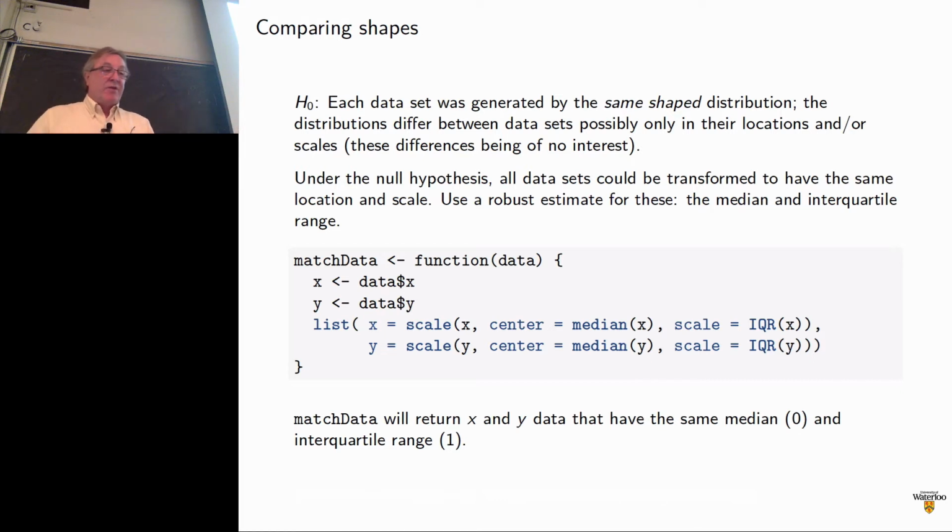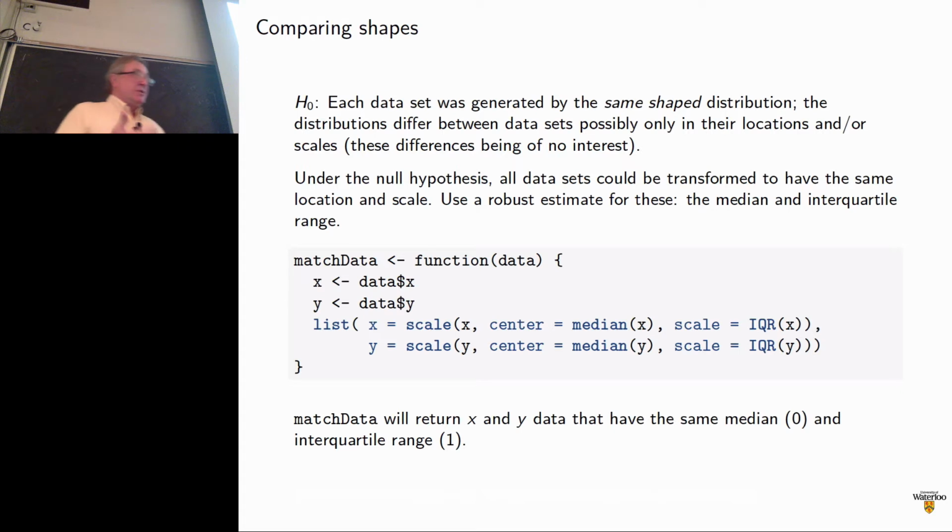The data sets may have different locations, different scales, different means, different standard deviations, however you want to measure location and scale. Okay? So under the null hypothesis, we could transform the data so the two data sets have the identical location and scale, and then we just want to compare them. The remaining comparisons, since we've matched them on location and scale, should be just about the shapes of their distributions. Okay? Everybody with me? All right, so how might I match that?